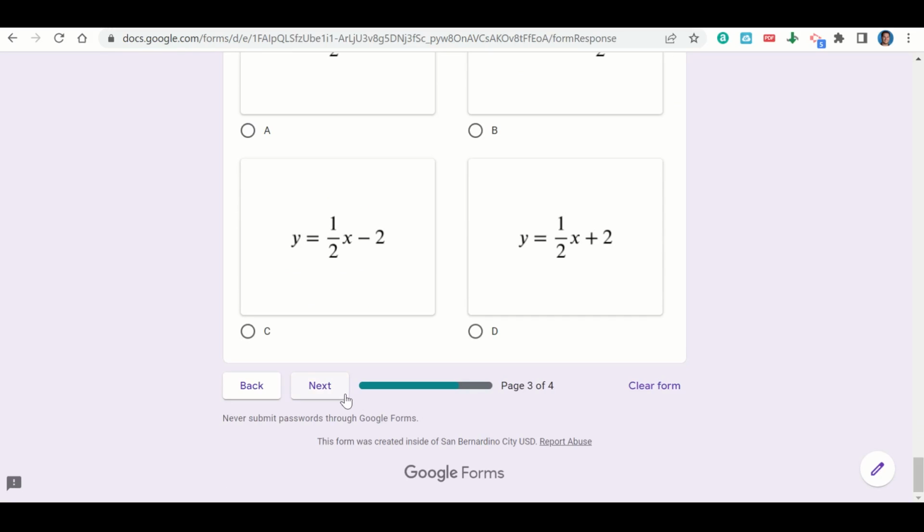This will send you to your Before You Go. Go ahead and fill out your Before You Go and then submit your work on Google Classroom.